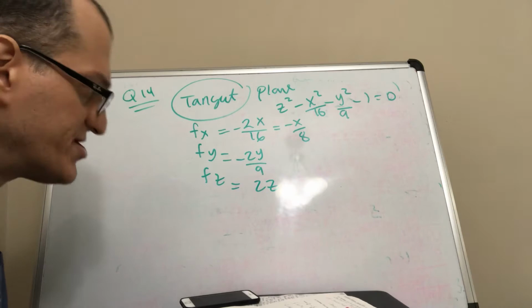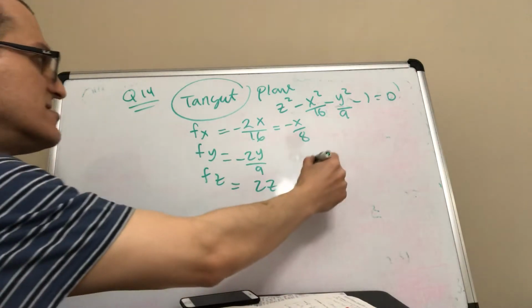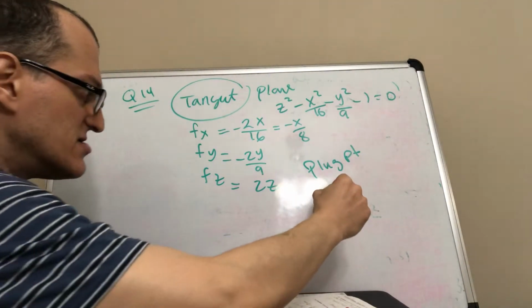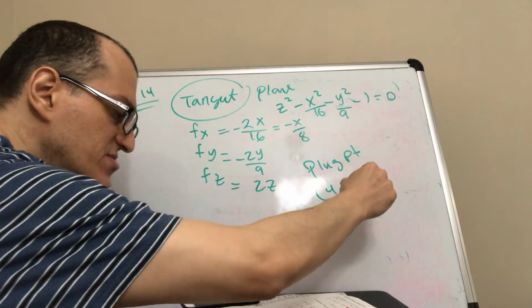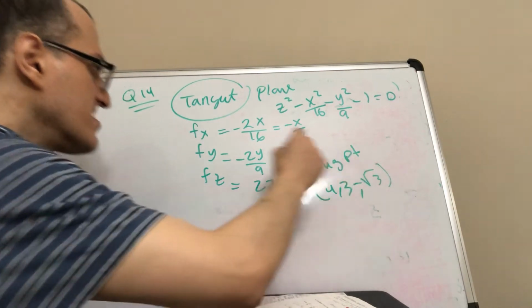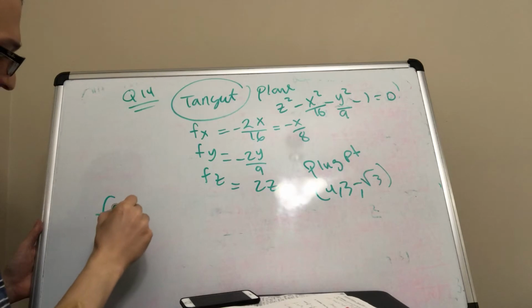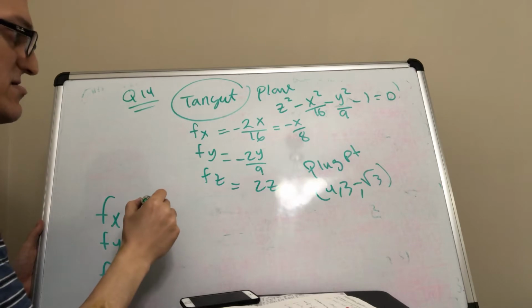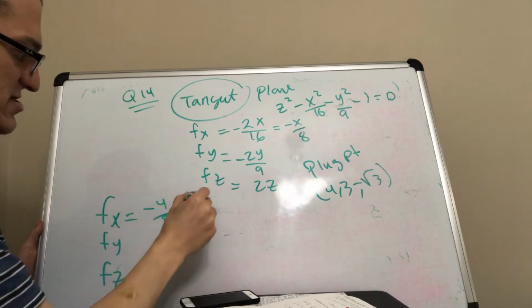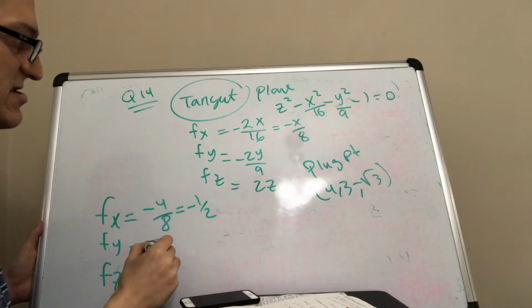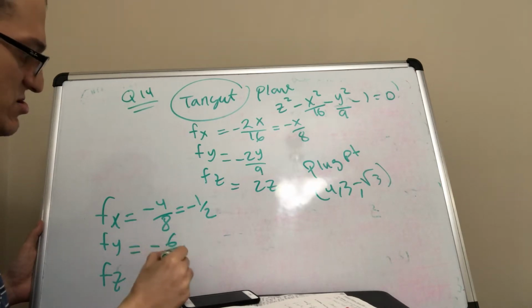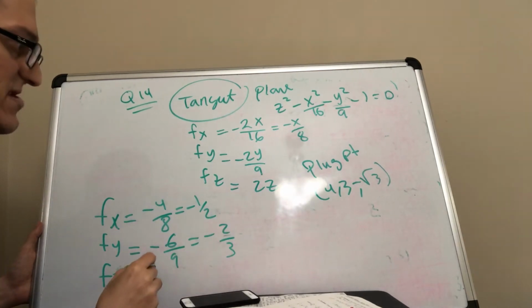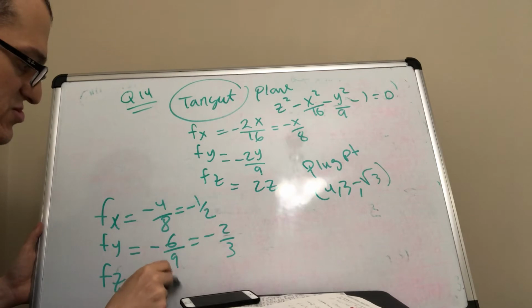And if you plug in the point, and the point in this case is (4, 3, minus root 3). For the first one, at the point it would be negative 4 over 8, minus half. The second one would be minus 6 over 9, which is minus 2 over 3. And the last one would be negative 2 root 3.